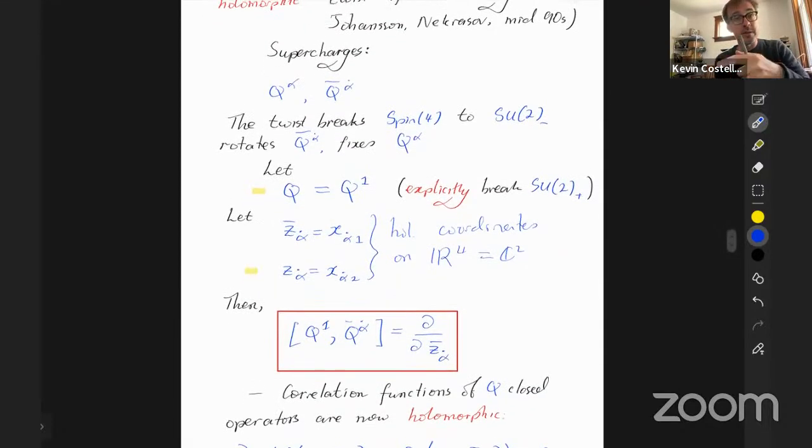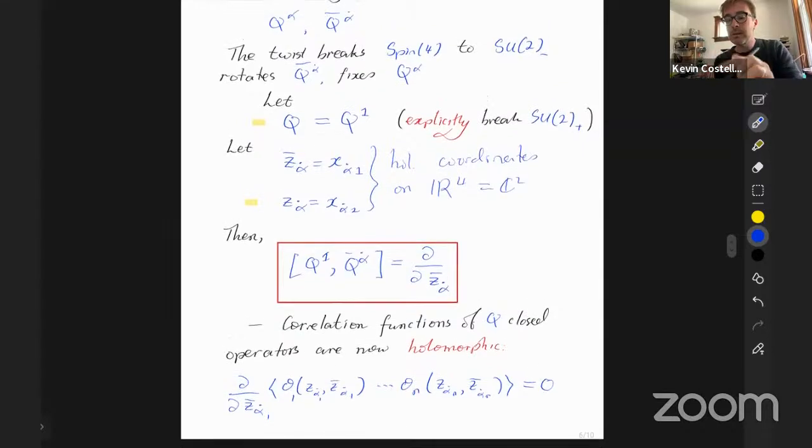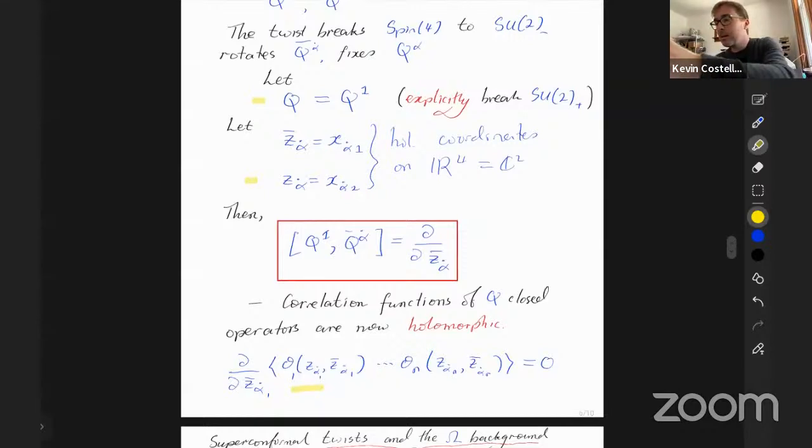So now, what does this tell us? The same argument tells us that correlation functions are independent of Z bar. So if I differentiate in the Z bar direction, say the first coordinate, by the same argument I bring this inside, I replace it by Q bar, and I move Q around, that's going to be 0. So the correlation functions are holomorphic functions of the position. This equation here is the Cauchy-Riemann equation.